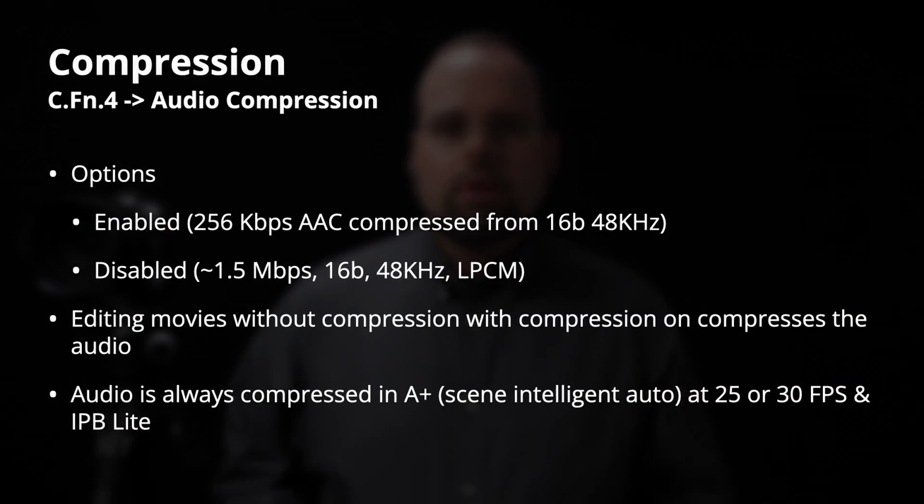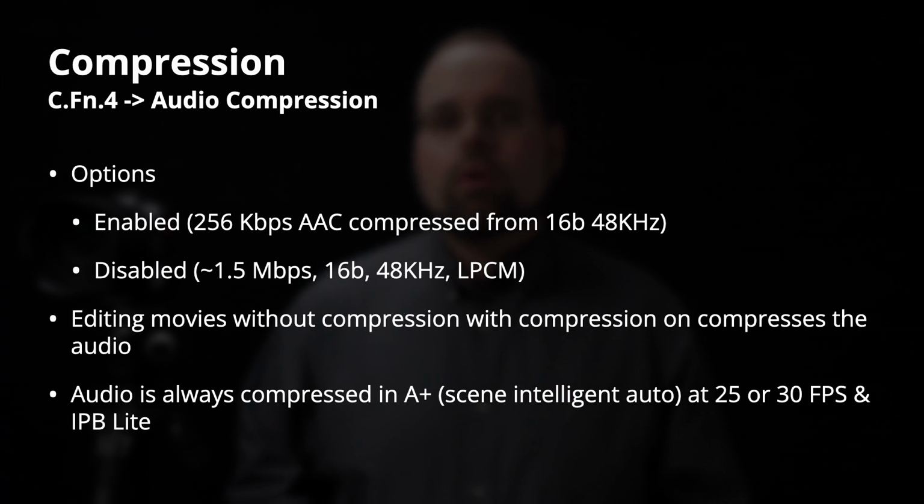Finally, there is a couple of circumstances where the camera will completely ignore what you have set here, and this is very specific. So if you are shooting in Scene Intelligent Auto, that's when the mode says A with a little plus next to it, so basically the full auto mode on the camera for exposure control, and you have selected a frame rate of either 25 frames per second if you're shooting in PAL, or 30 frames per second if you're shooting in NTSC, and you have set the camera to use IPB light compression, which is the highest compression that the camera will do, the camera will always compress the audio, even if you have compression disabled here in this setting.